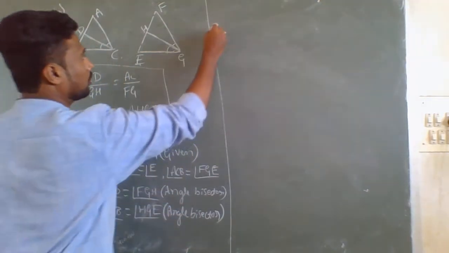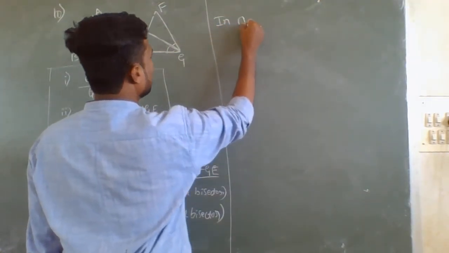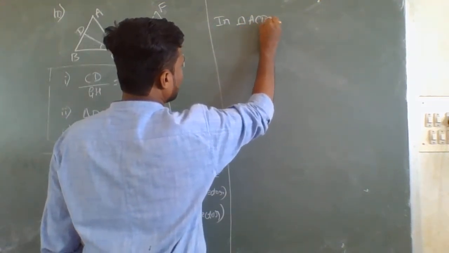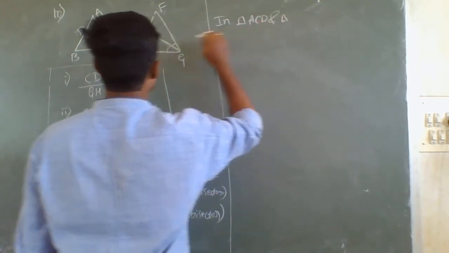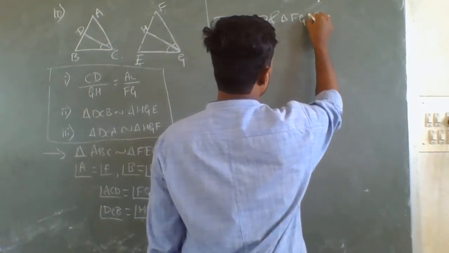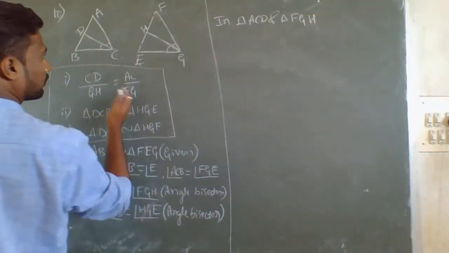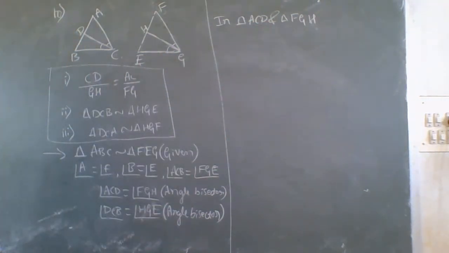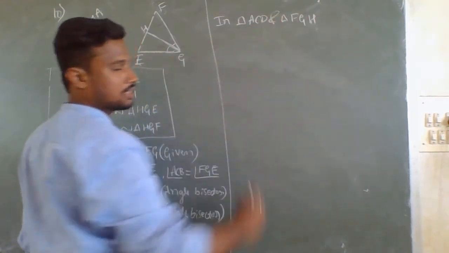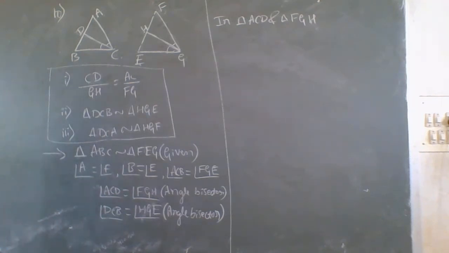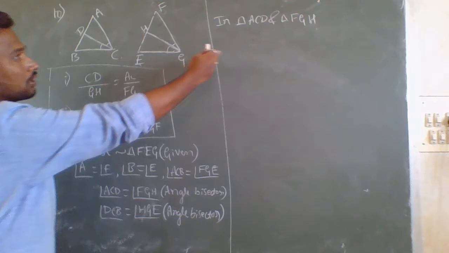I will consider two triangles, triangle ACD and triangle FGH, because these are the sides of these two triangles ACD and FGH. So now I will prove these two triangles as similar. If these two triangles are similar, then the corresponding sides are also in proportion. So first I will prove these two triangles as similar.